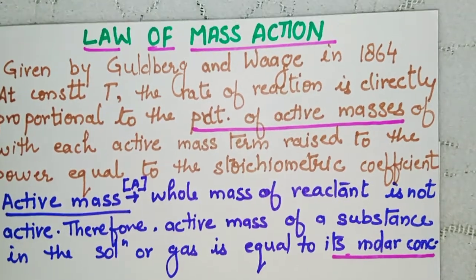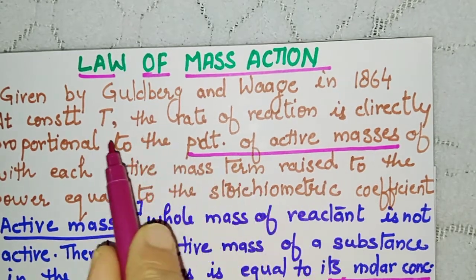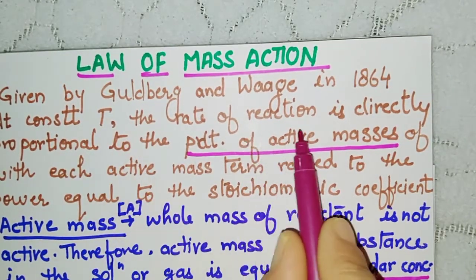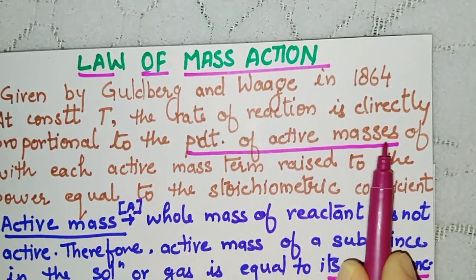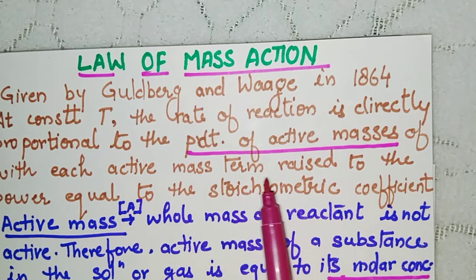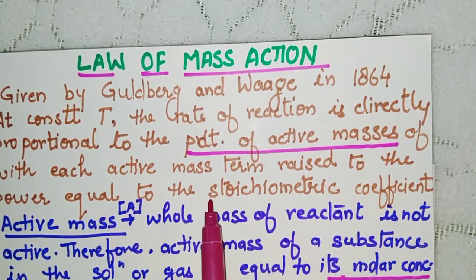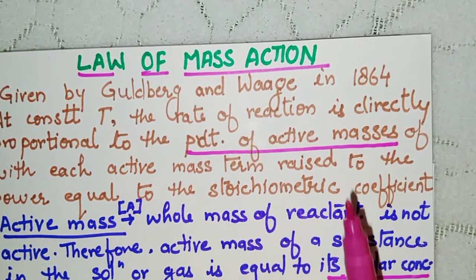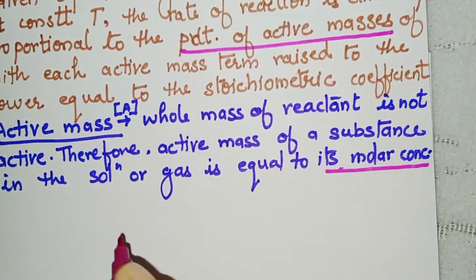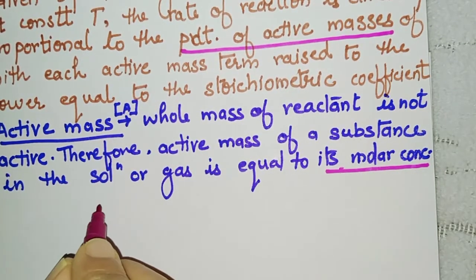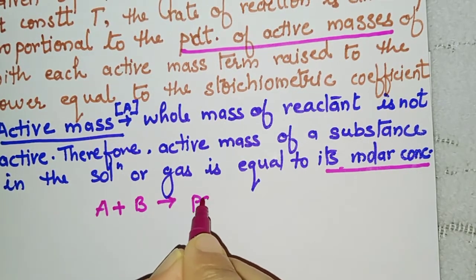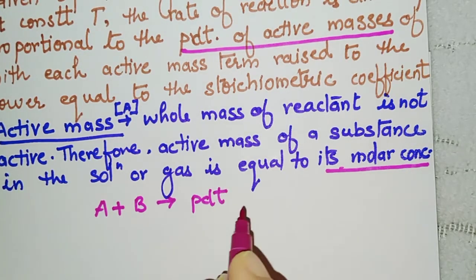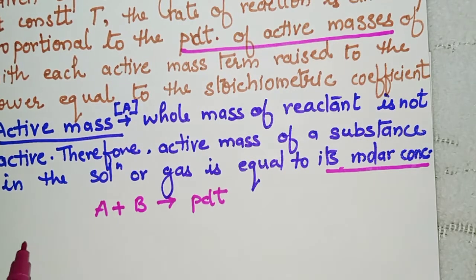Now again come to this law of mass action. At constant temperature, the rate of reaction is directly proportional to the product of active masses, with each active mass term raised to the power equal to the stoichiometric coefficient. Now suppose here we are having a reaction A plus B, which gives you product.